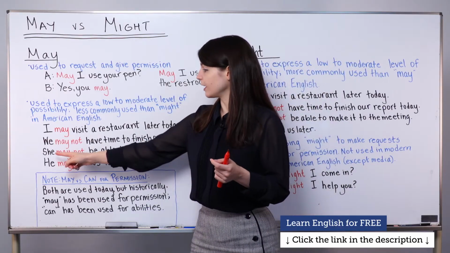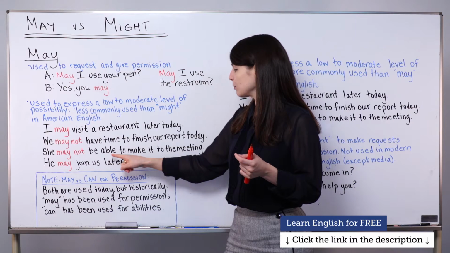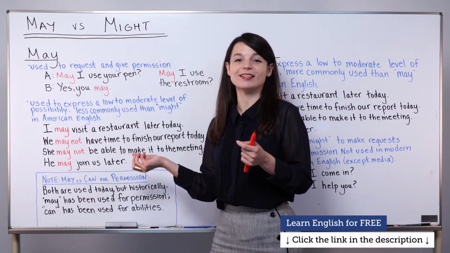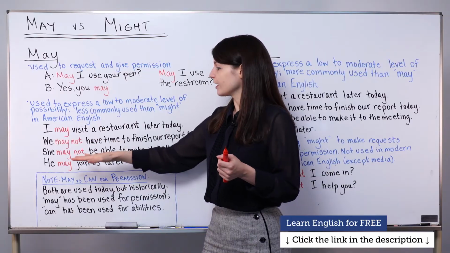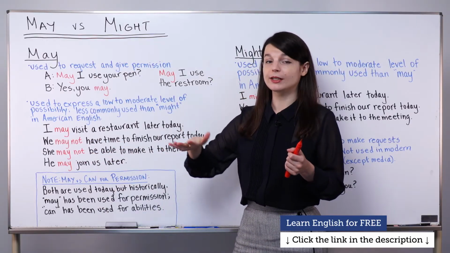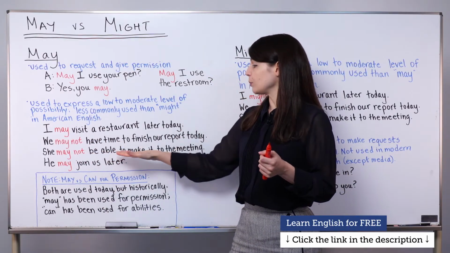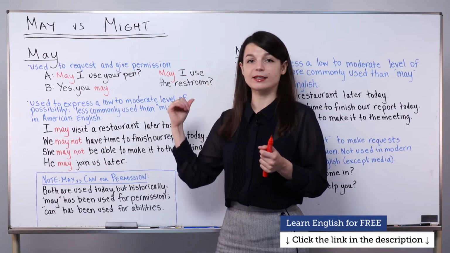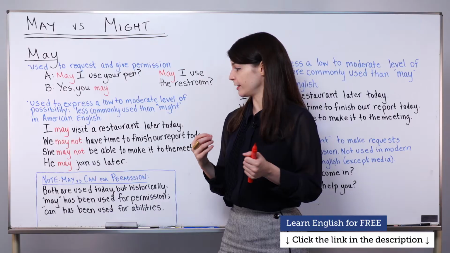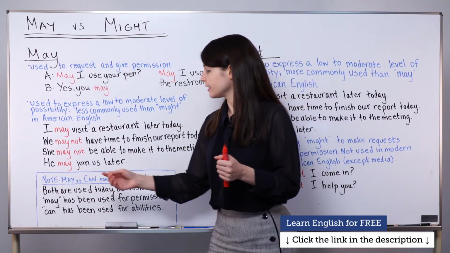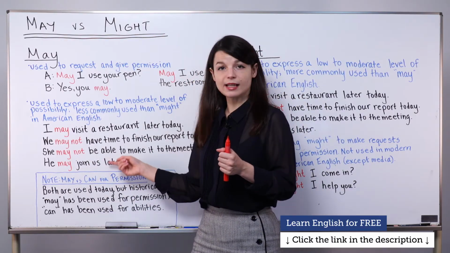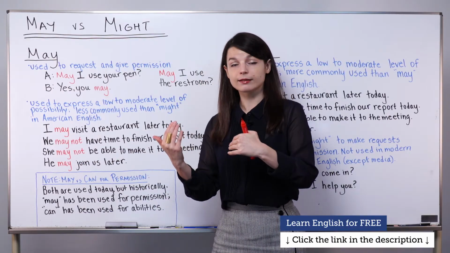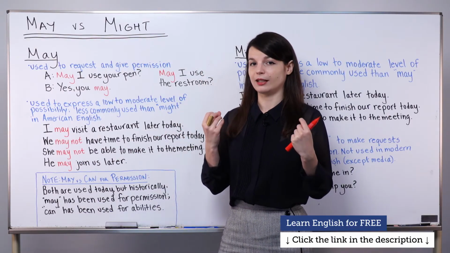So same thing in the next one. She may not be able to make it to the meeting. So it might not is another way to say this, yes. But there's a low or moderate chance she will be able to make it. So we use may not, or as we'll see later, might not to express that. One more positive sentence, he may join us later. So again, positive, so that shows there is a chance that he's going to come later.